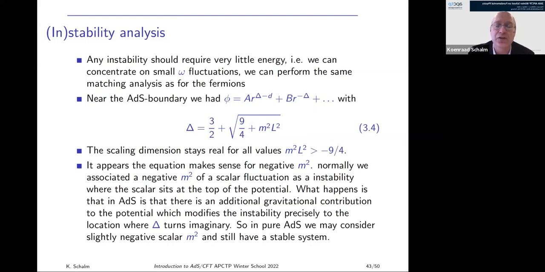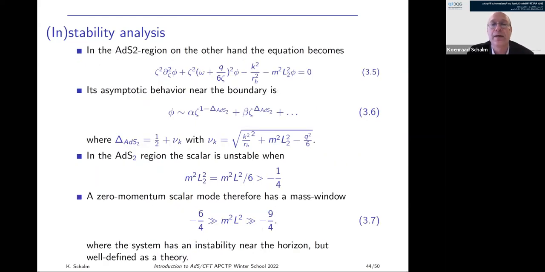Okay, so it doesn't look like I have an instability here, or at least m squared L squared is larger than minus 9/4. But I have to do this matching analysis, right? Because I want to study the equation at low frequency. And if I make the usual steps, I'm going to be a little bit quicker now. I'm just going to immediately write down for you what the equation for this charged scalar field is in the AdS2 region. It's this equation right here.